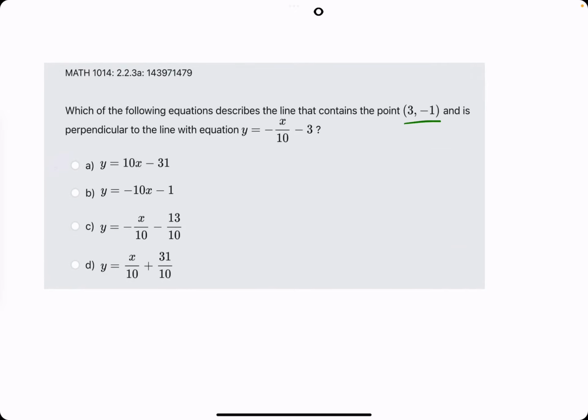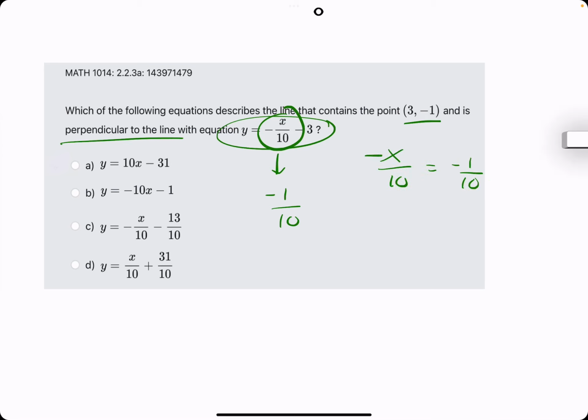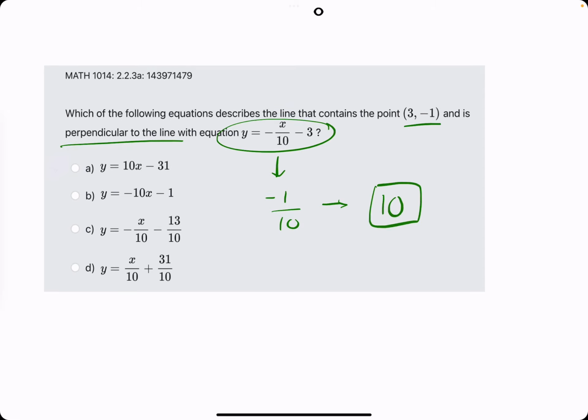In this one, our line should contain the point 3, -1, and it should be perpendicular to this line. So this line has a slope of -1/10, which comes from here. So if we have -x over 10, that's the same thing as -1/10 being the slope of that line here. Okay, so our slope should be the negative reciprocal of that because we have a line that is perpendicular to the line given. So negative reciprocal would mean if it was negative, it's now going to be positive, and reciprocal means 1/10 just flips up to 10.